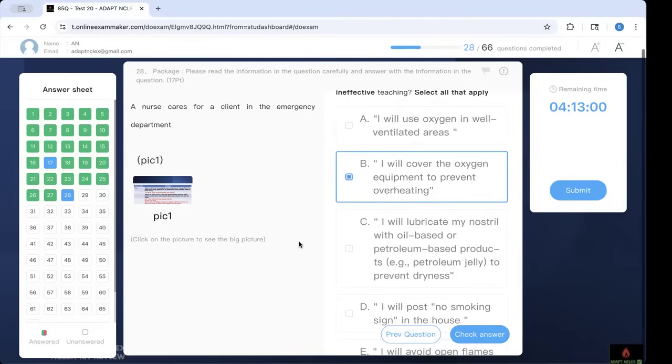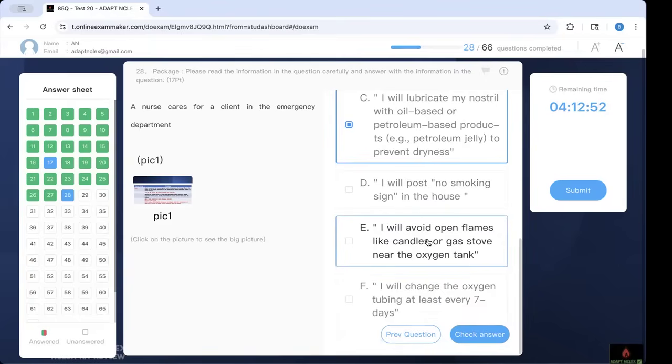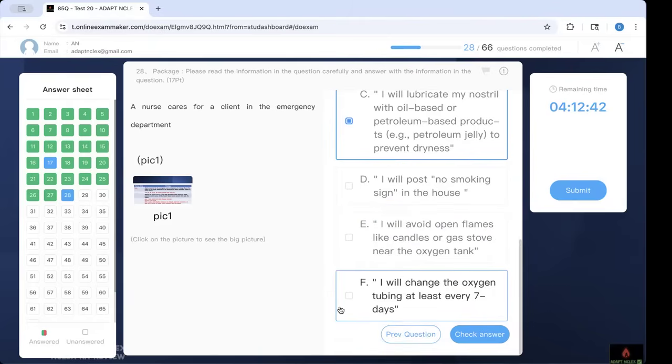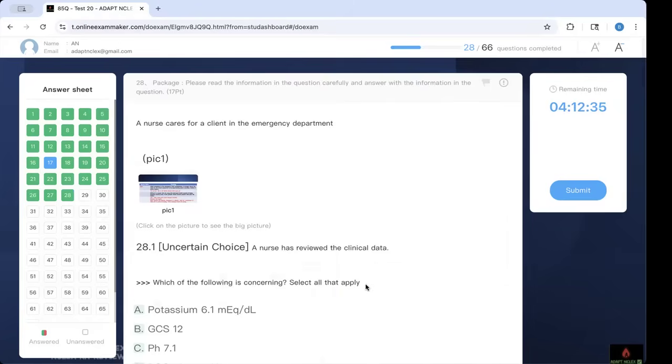I will lubricate my nostrils with an oil-based or petroleum-based product to prevent dryness. You will catch fire. I will post a no smoking sign in the house. Excellent. I will avoid open flames like candles and gas near the oxygen tank. Excellent. I will change the oxygen tank at least every 7 days. Excellent. Those are key things you should provide for the patient.